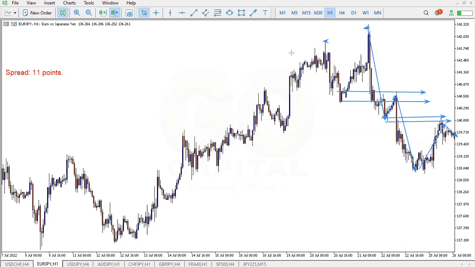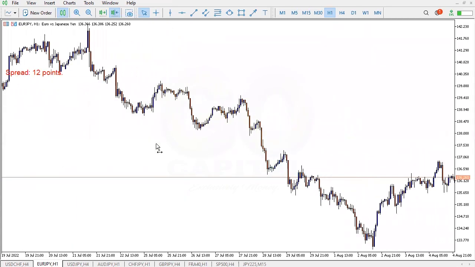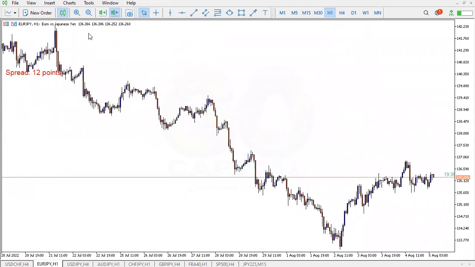All right, let me clear this drawing so I can move my chart. So this is how you keep joining trends. You join trends after a break of a structure. You join a trend after a break of a structure.